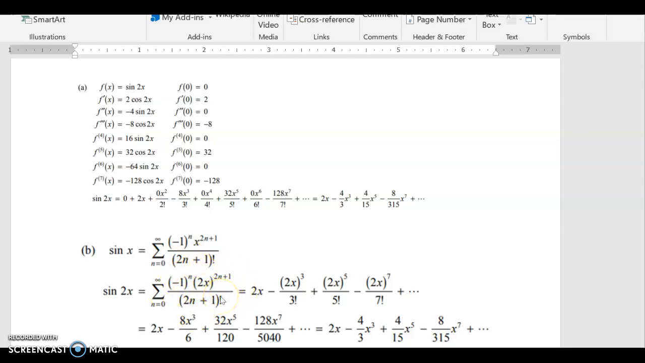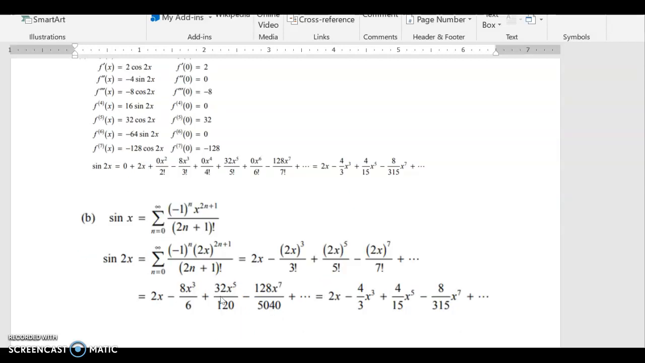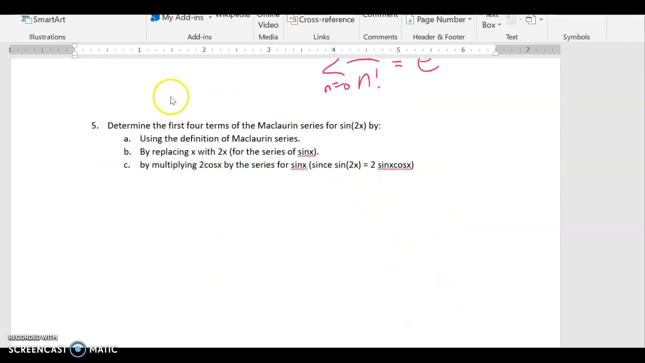But because the question is asking for the first four terms, we can go ahead and write those out. That's okay, this answer is fine, or you can multiply those out so you can actually see that this answer is the same as this answer. They should all be the same answers. First four terms, yeah, first four terms.